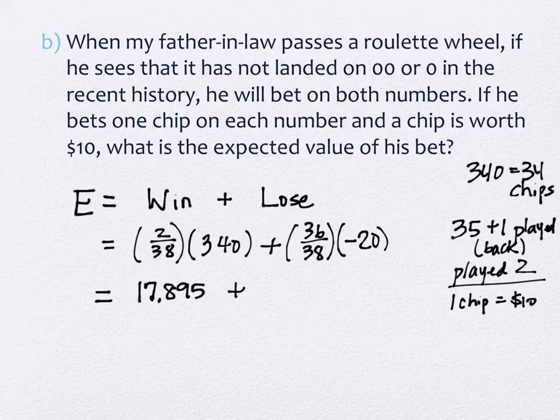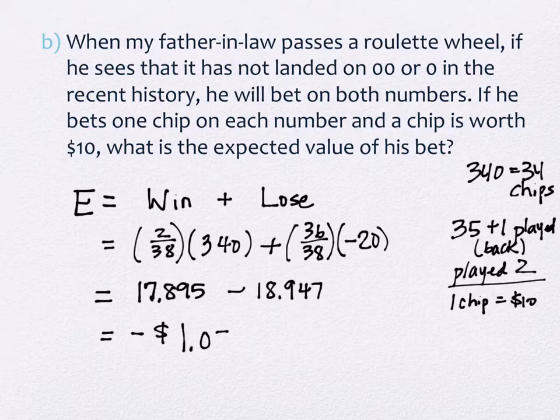And then on the other one, I have 36 divided by 38 times negative 20. So this is actually a negative 18.947. And then I'm going to add those two values together. And I am talking money here, right? I am. So I need to make sure that I record it with the accuracy of money, which would be 2 decimal places. So this is actually negative $1.05.